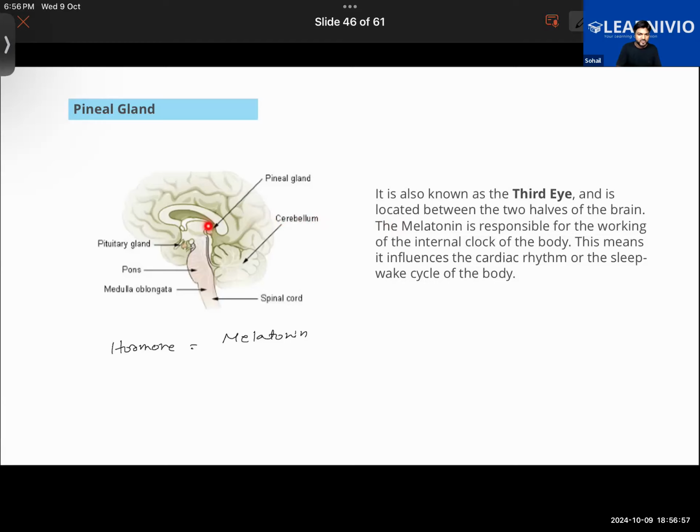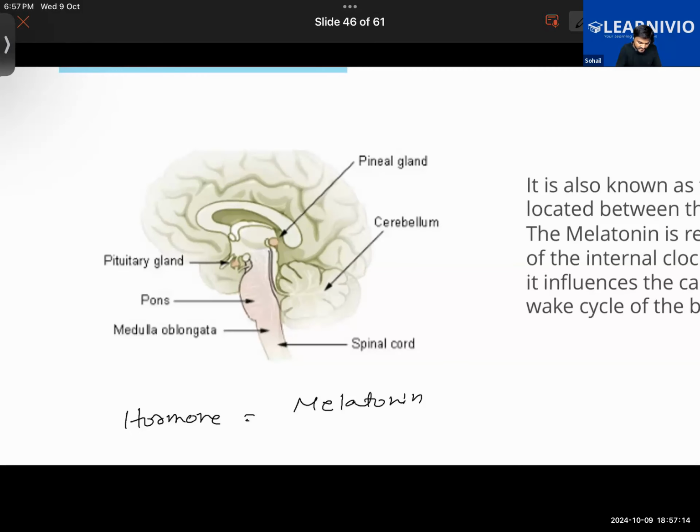Further, look at the location. Where is it present? It is located between the two halves of the brain. So this is where it is present. Like this is the brain, for example. In the middle of the two halves of the brain, it will be present. Okay? And at a distance, you can notice the pituitary gland is also present here. This is the pituitary gland, and this here is the pineal gland.